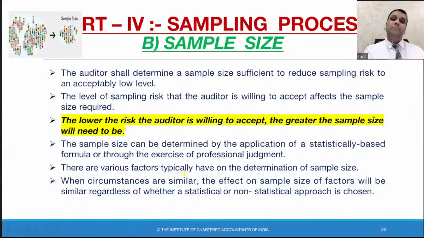So now, after designing the sample with the help of stratification on the basis of value of transactions, we come to sample size. What should be the size of our sample? A bit small, moderate, large? Some factors we definitely need to consider. The auditor shall determine a sample size sufficient to reduce sampling risk to an acceptably low level. Very important. Our sample size should be sufficient to cover that much of the population so that our sampling risk is mitigated to the lowest level. We cannot afford a situation where we have worked upon a sample and the population might give different results.